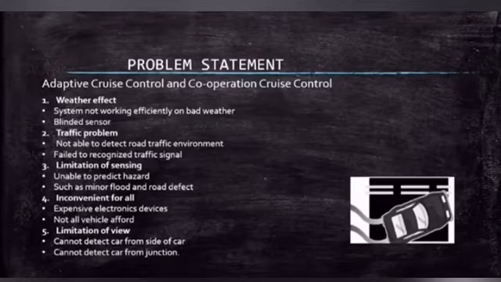conditions. Second, traffic problem: it is unable to detect the traffic environment and fails to recognize the traffic signal. Third, limitation of sensing: it is unable to predict hazards such as minor floods and road defects. Fourth, it is inconvenient for all because of expensive devices. Lastly, limitation of view, where it is unable to detect a car coming from a sudden junction.